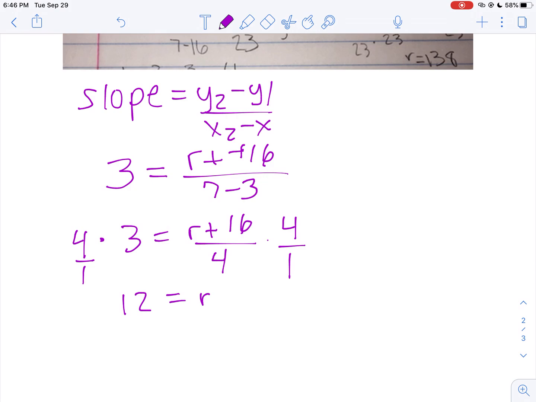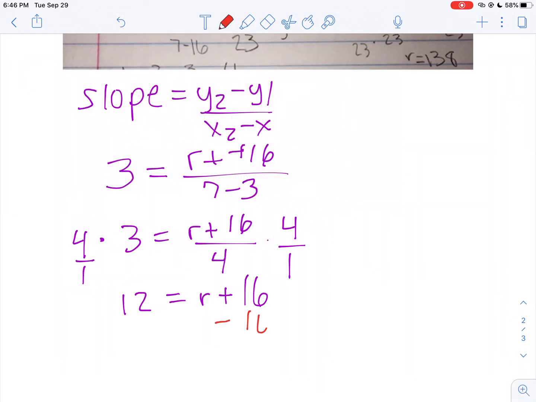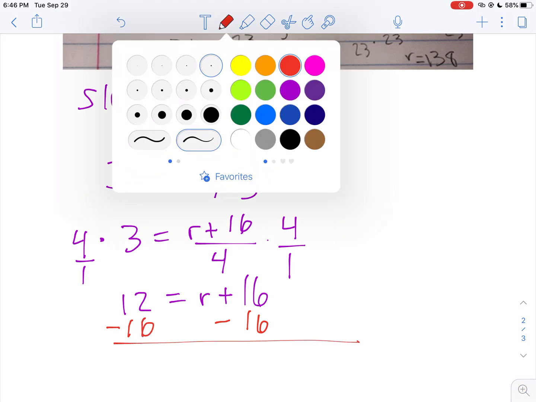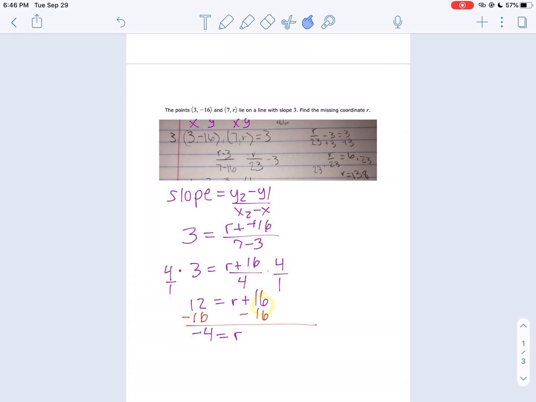equals r plus 16. Then what do you do to get r by itself? Well, at this point, we want to undo the adding 16. So we're going to minus 16 from both sides. So 12 minus 16 is negative 4. You bring down the r. 16 minus 16, well, that's 0. Oh, r equals negative 4. That's the answer you should have gotten for that question. So that one, a little bit more mistakes on it. And hopefully you follow along and can fix it. And if you can't fix it, then we'll probably have to zoom in.